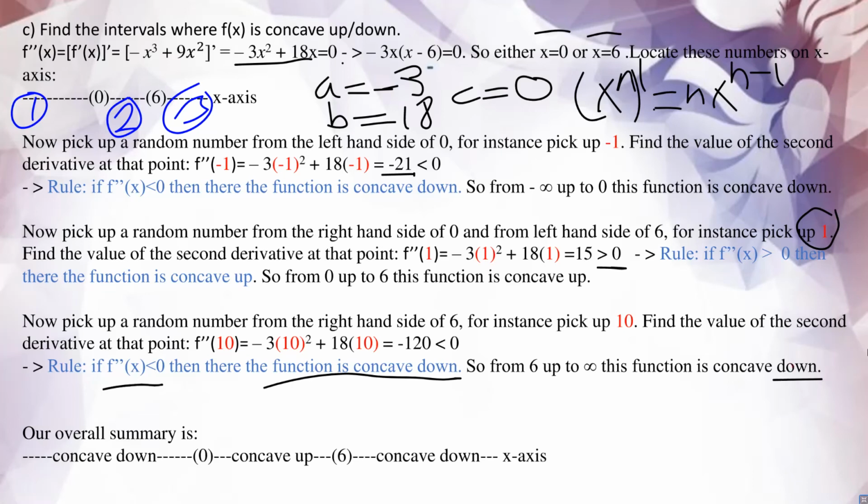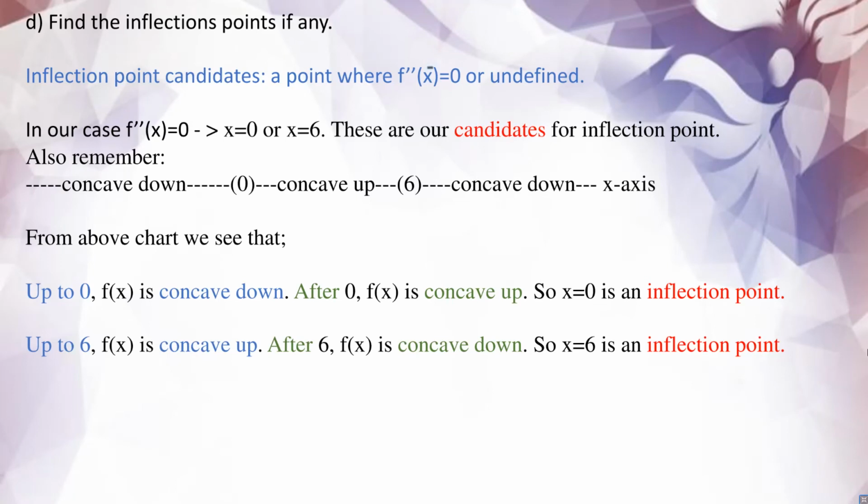Now, my overall summary of these conclusions: up to 0, the function is concave down. Between 0 and 6, it's concave up. And after 6, it's concave down. And we are finished.